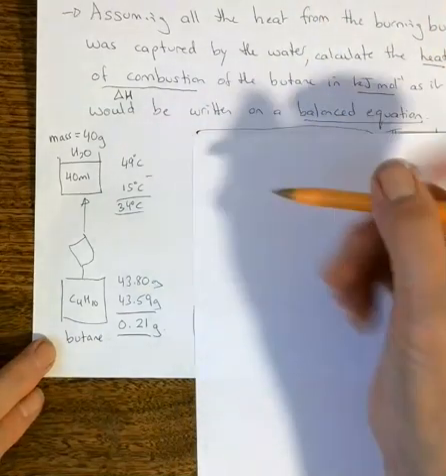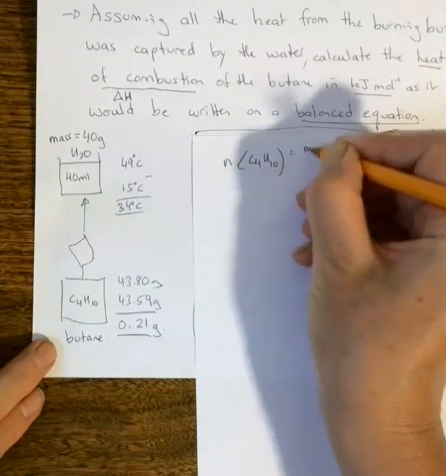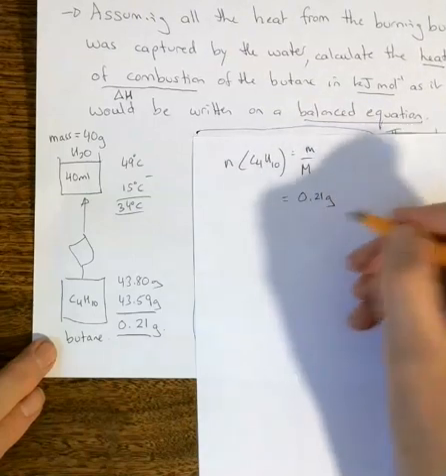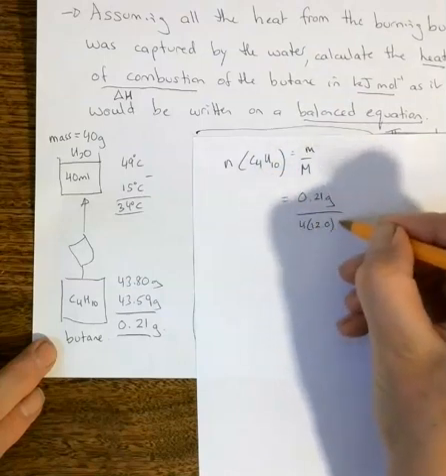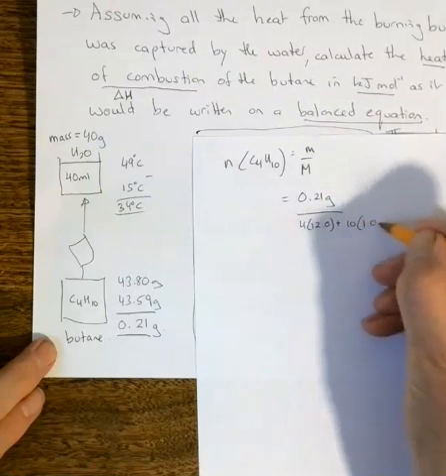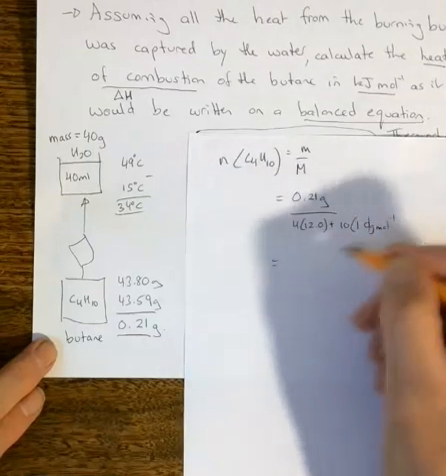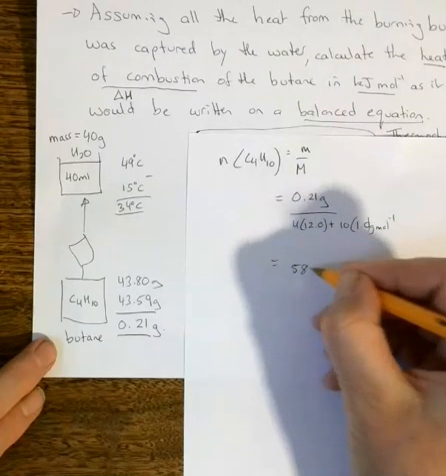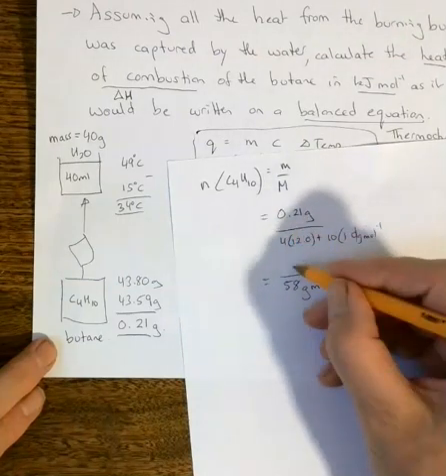So to turn it into moles, the number of moles of butane, if you've got the mass of butane, we need to know the molar mass. So we've got 0.21 grams of butane. The molar mass, we've got 4 lots of carbons 12. If you look on the periodic table, the molar mass of hydrogen is 1 gram per mole. So 4 lots of 12 is 48, 10 ones are 10, so we've got 58 grams that you need to have 1 mole of butane.